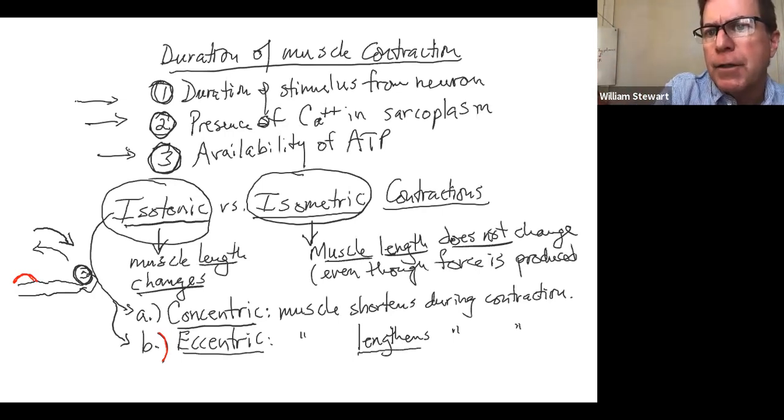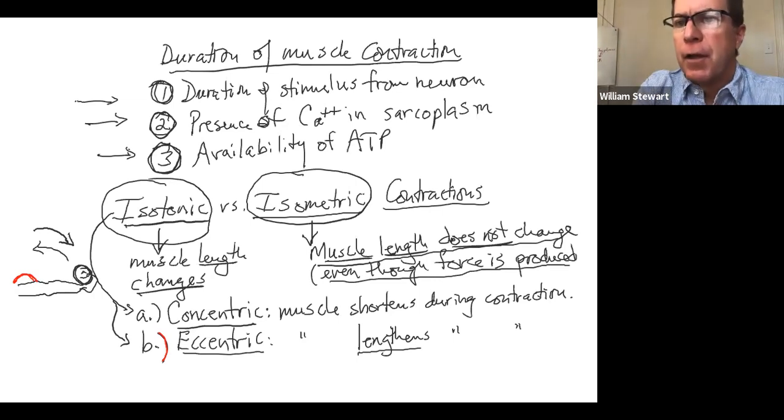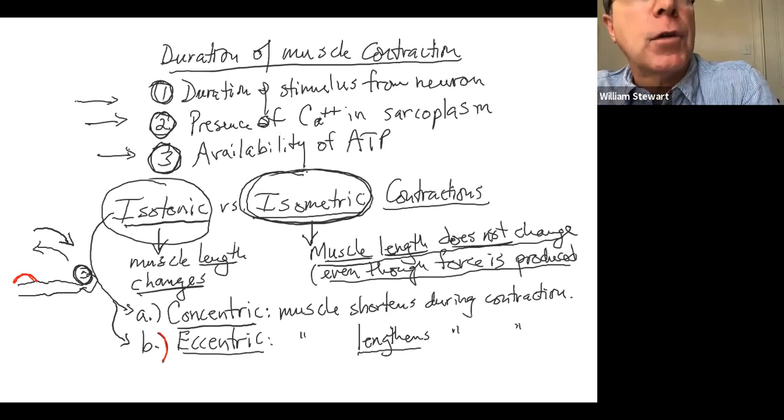And finally, an isometric contraction is when the muscle length does not change at all, even though force is being produced. A classic example would be if you were to walk up to a wall in your house and push against it, you obviously can't move that. Or you walk up to a car and try to lift it off the ground. Obviously, we don't have the strength to do that.